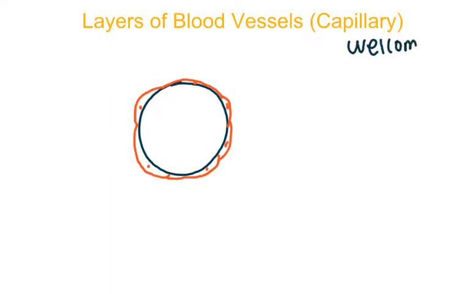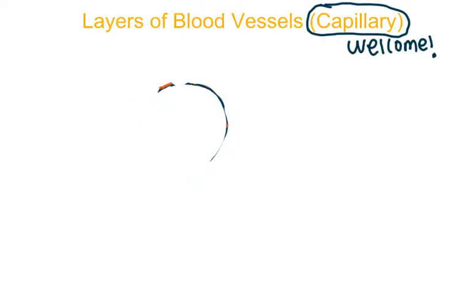In this video we're going to go over the layers of the blood vessels, in particular the layers of a capillary. Alright, so let's go and get started. So the walls of a capillary, or I should say the layers of a capillary, right? If we're talking about the endothelial cells, it only has one layer of endothelial cells, meaning only one cell thick. So what I mean by that is it only has one layer of endothelial cells.